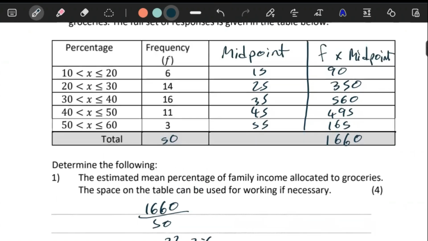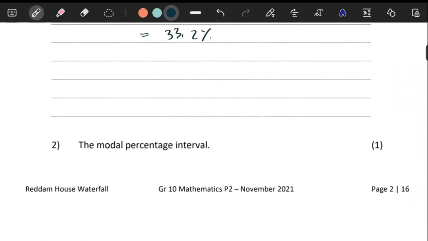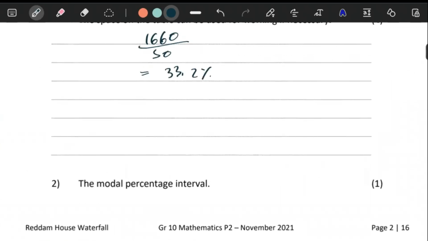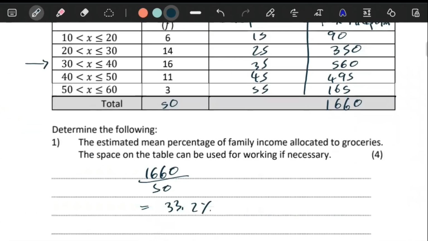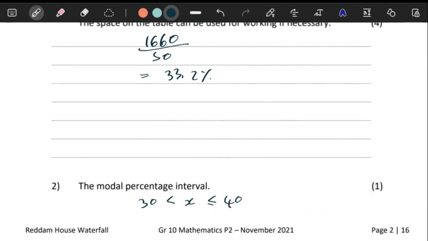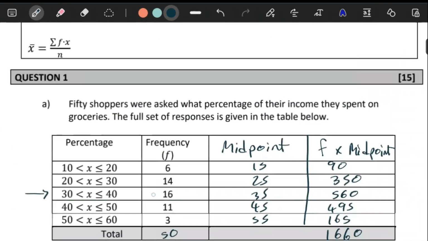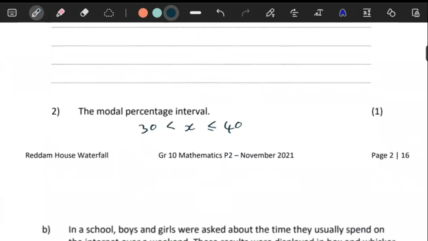Let's keep things moving. They said, what is the modal interval? The modal percentage interval is the class where you have the highest frequency. So that's from 30 to 40. So you're going to say here your x value is bigger than 30, smaller or equal to 40, as we have here. So that's 16. Let's keep things moving.